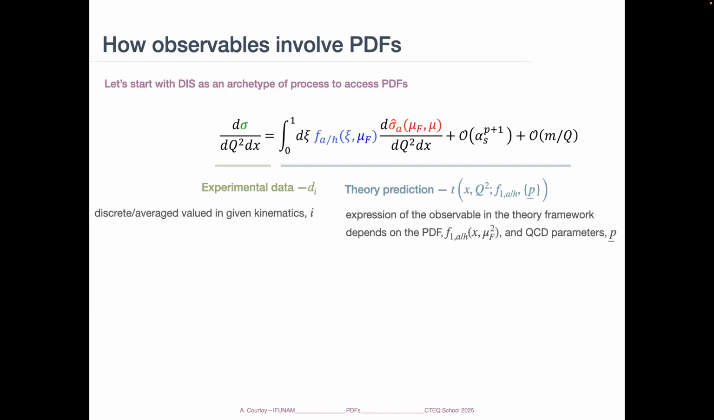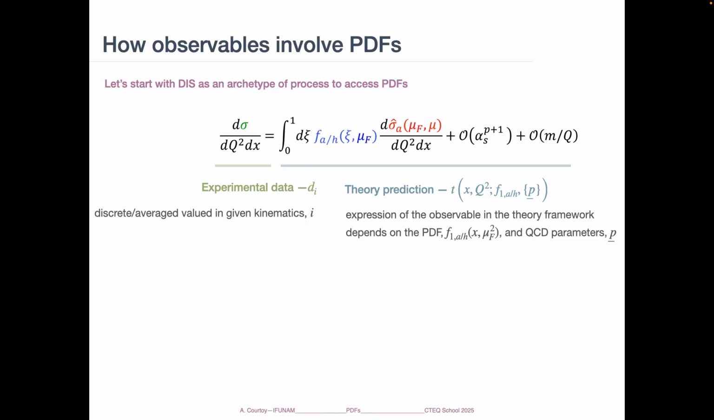So, in a nutshell, left-hand side, experiments; right-hand side, theory. We get data here, which I call D sub i, where i labels some discrete value, in this case some average value of Q squared and x. On the left-hand side I will have to match this, so I will have to evaluate the right-hand side. That's what Pavel discussed yesterday: how we evaluate all those things and convolute with the PDF. That is unknown. That's the idea.